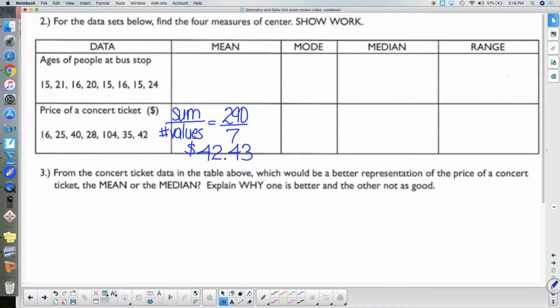When I look through these, I don't see a single concert ticket price repeated. So in this case, I'm confident there's no mode. There was no number used any more often than any others.